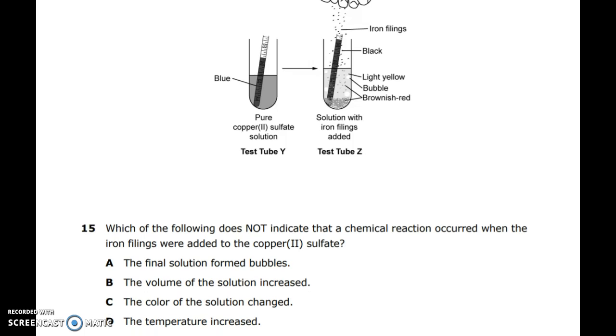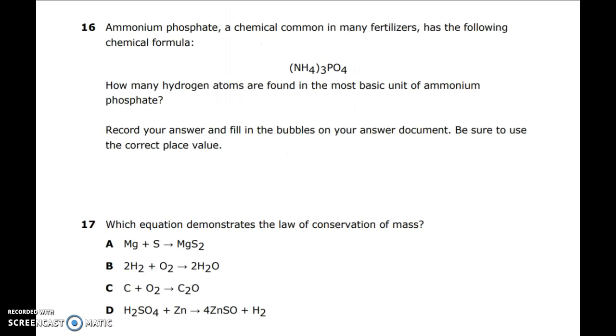15. Which of the following does not indicate that a chemical reaction occurred when the iron filings were added to the copper sulfate? A. The final solution formed bubbles. B. The volume of the solution increased. C. The color of the solution changed. D. The temperature increased.